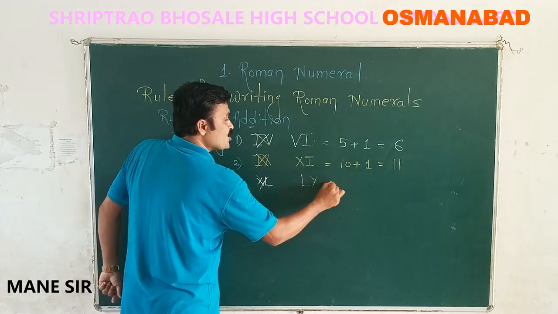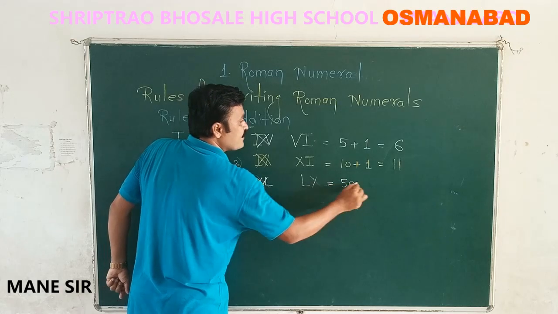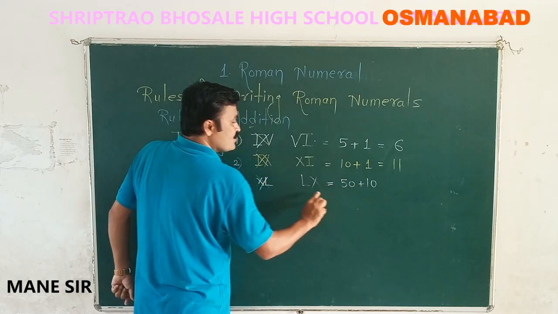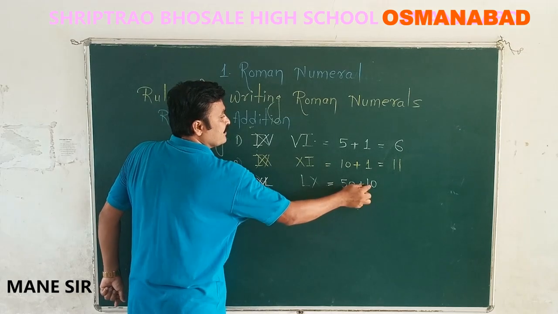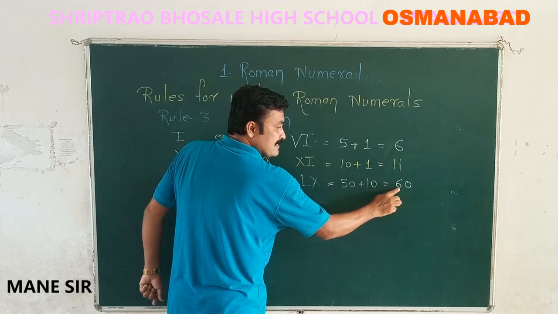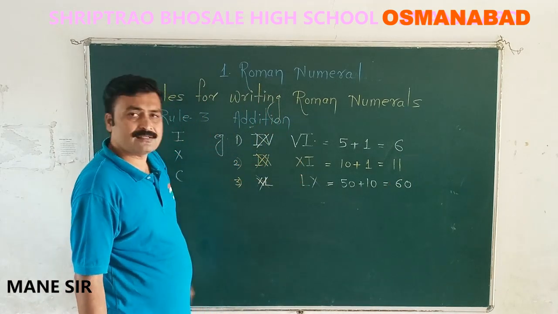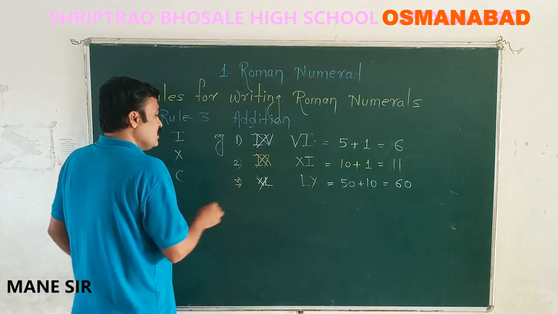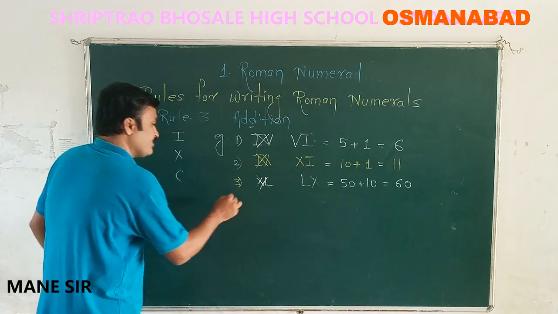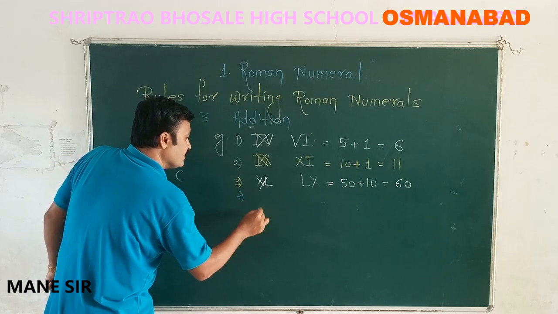So in this condition, L represents 50 and X represents 10. So 50 plus 10, we get the international number 60. In this way, LX we write as 60. Thereafter, we can choose yesterday's fourth example.